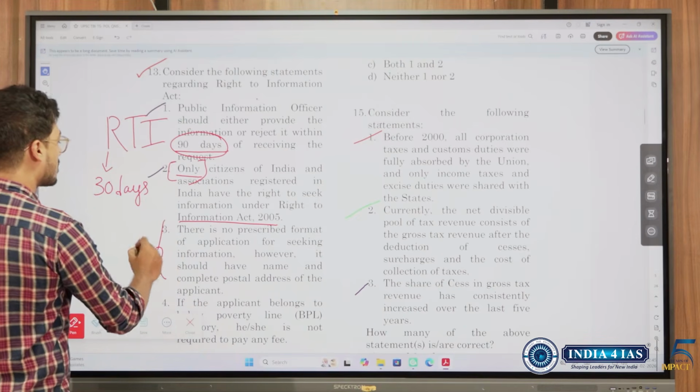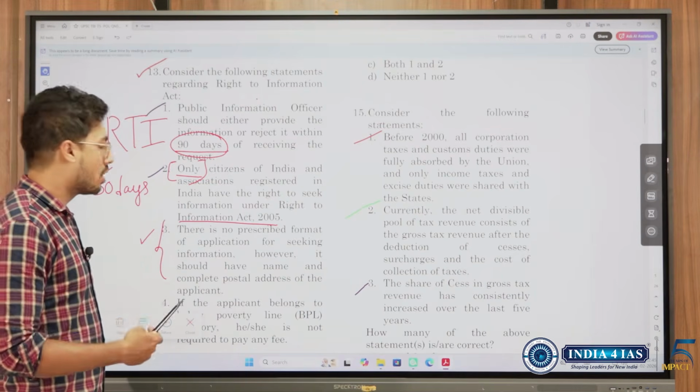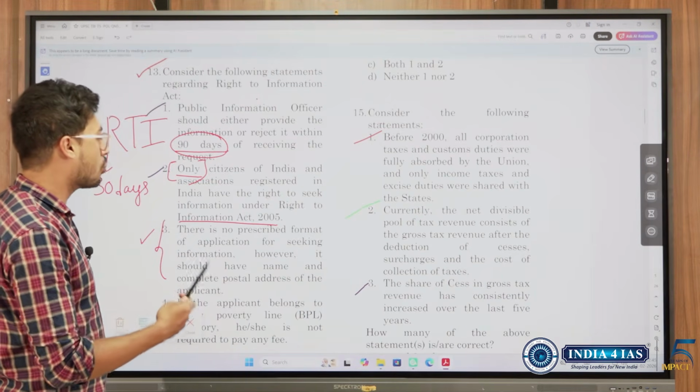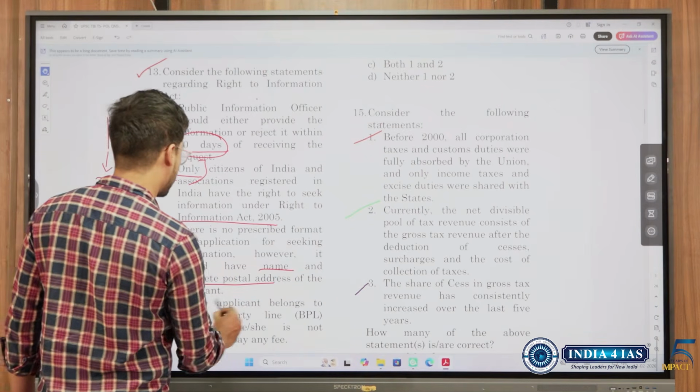Okay, this seems true because with RTI, so many people even with less education want to get information, and we do not want to make it too formal. But it should have the name and complete postal address. Okay.